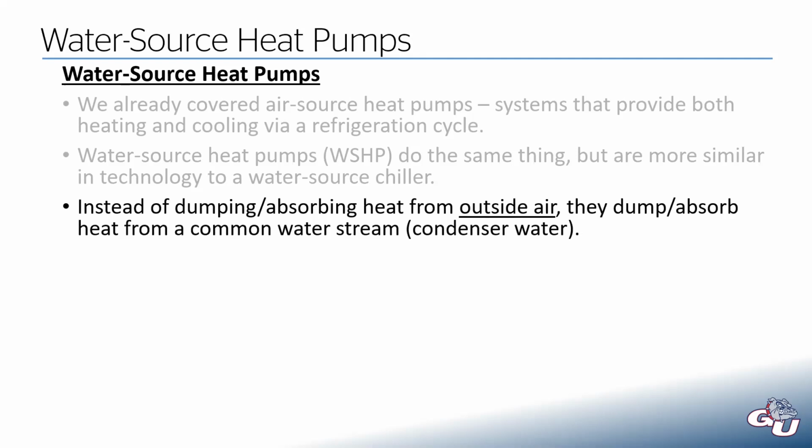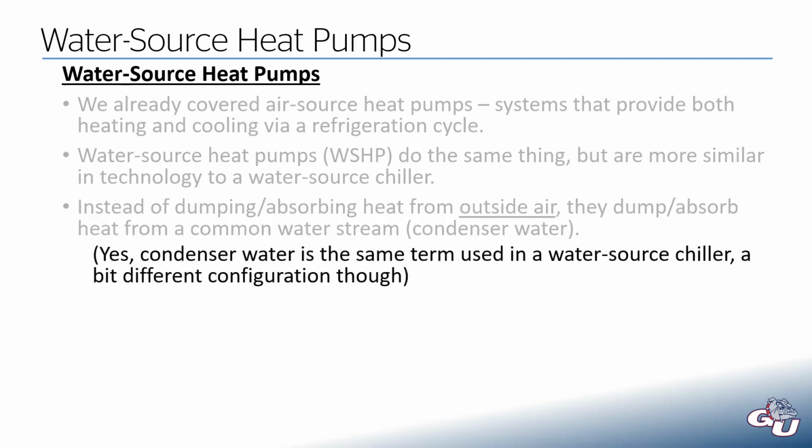And if you think back to when we talked about chilled water systems, it's the same exact term we used back then. So chilled water systems, specifically water source chilled water systems, also have a condenser water loop. Water source heat pump systems also have a condenser water loop, but the configuration is a little bit different, which we'll get to here in a minute.